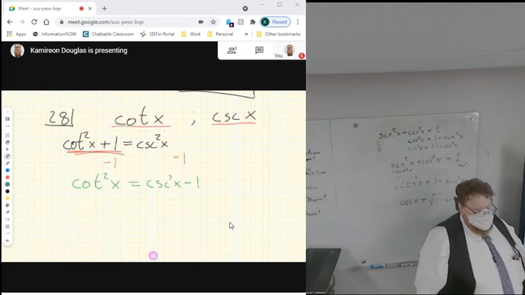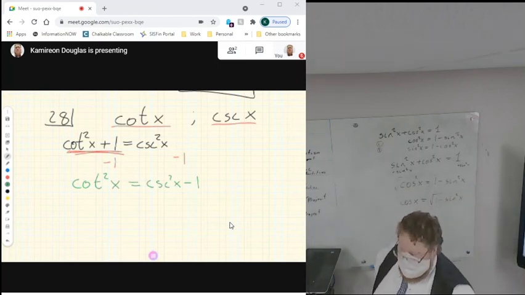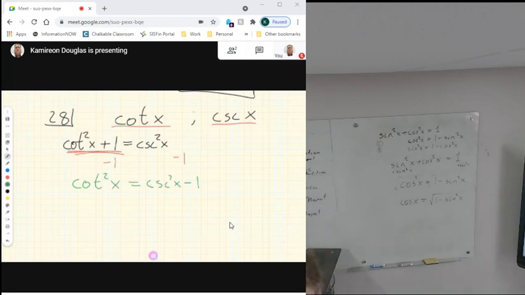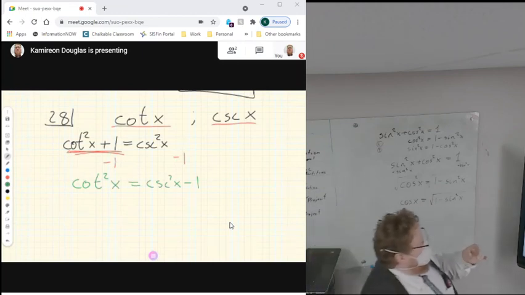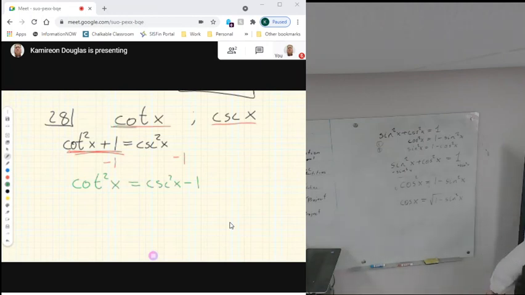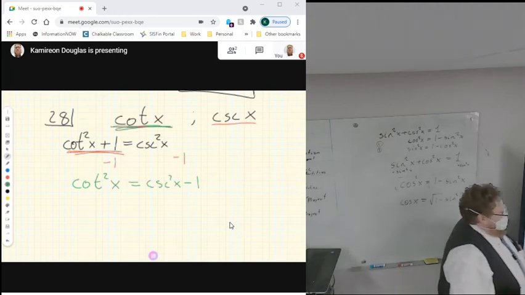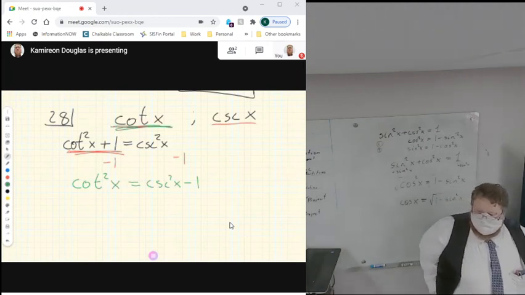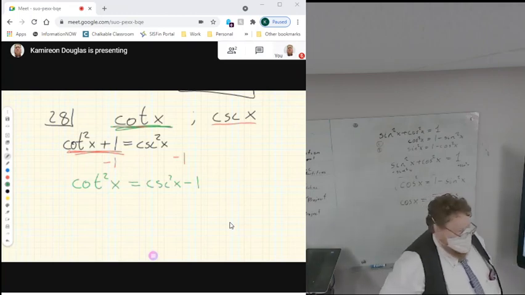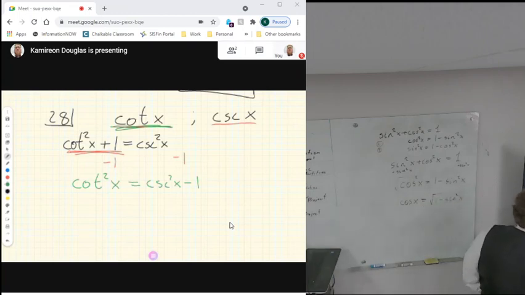We did that stuff last week. But now we're taking it a step farther. Any algebraic step we can do in algebra 1, algebra 2, we can do with these functions as well. If I want to get to just cotangent, I can modify this equation. I square root both sides. That'll give me just cotangent.